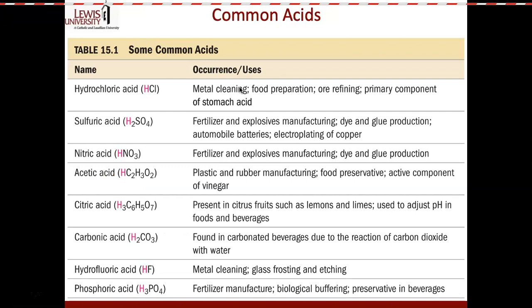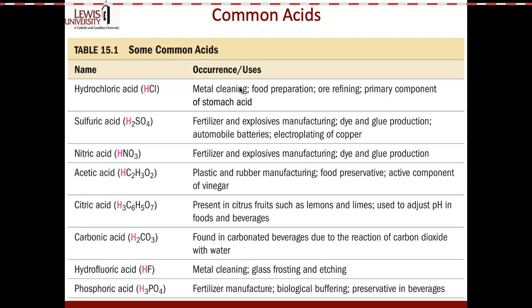Here's a table of common acids. I will expect you to know all of these acids. So hydrochloric acid is a really common strong acid. It dissolves a lot of metals. People use it in food preparation. Sulfuric acid is also a really common acid. It's used in explosives manufacturing, dye, glue production, fertilizer. Nitric acid is also a good acid for dissolving metals. So a lot of metals will dissolve in nitric acid to create metal nitrates. We also use nitric acid in fertilizers and explosives.